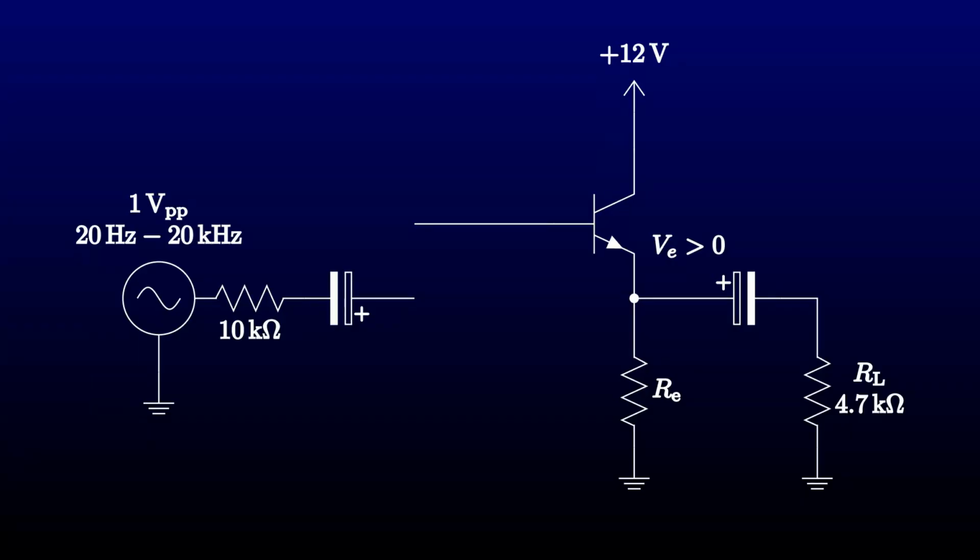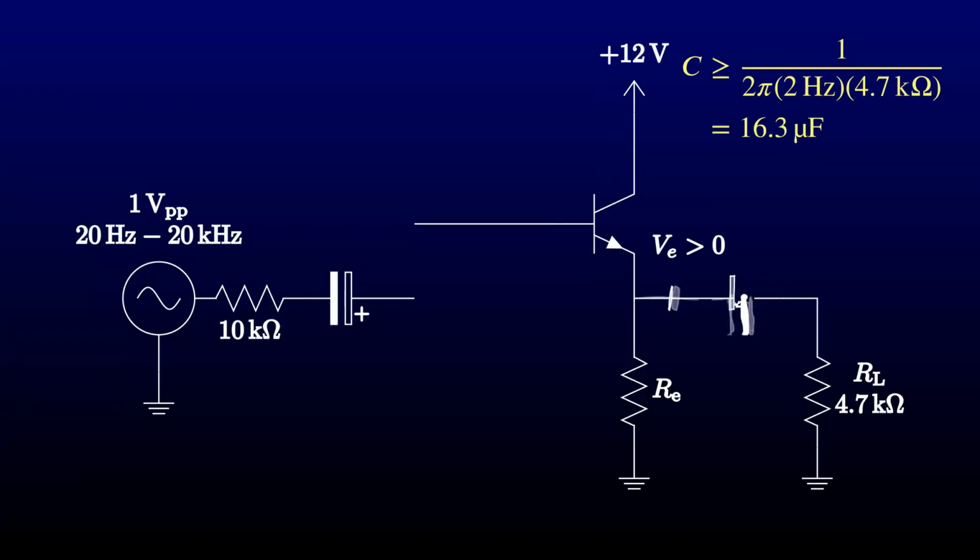We will make these capacitors so big that they look like short circuits at signal frequencies. The output capacitor forms a high-pass filter with the load. We need to make it big enough that the corner frequency is well below the audio range. I'll choose 2 Hz as the corner frequency. I'll round up the capacitor value to one that I know I have at hand and use 22 microfarads.